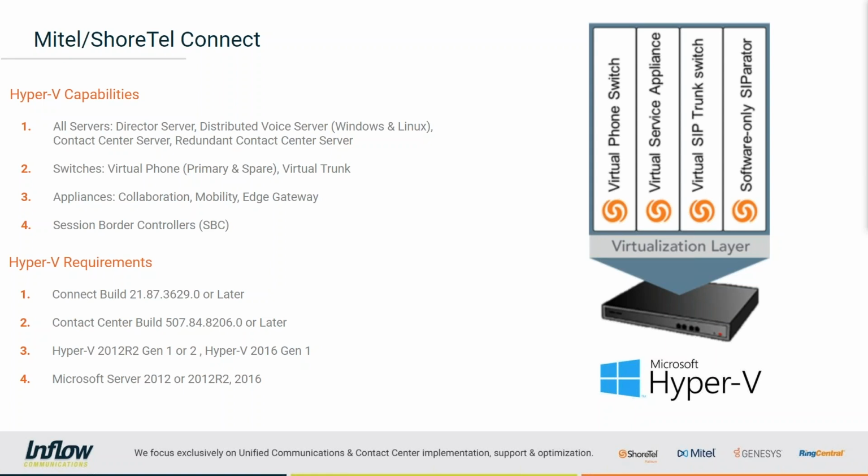So we can do virtual phone switches. A virtual phone switch really just replaces an SG90 or an SG50, one of those regular switches you have that runs phones. You just virtualize that switch. And you can do what they call primary switches. This is your full production switches.